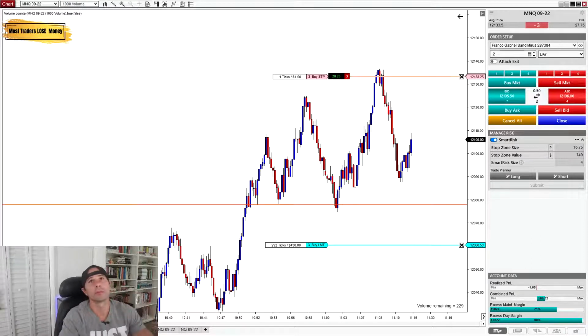I already assumed the risk, and I am at break even right now. So whatever happens, if this thing continues to go up, I will not lose any money in this trade.